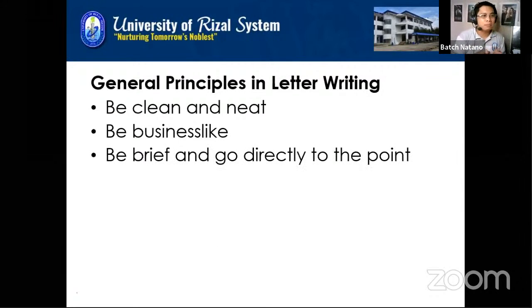Third, which is very important, be brief and go directly to the point. Okay, let's assume that you're applying for a job and then you have a very lengthy letter. Do you think that the person who will be recruiting you for that particular job will have enough time to read your two-page letter? Apparently they don't have much time considering that they do have a lot of work to do, they do have a lot of letters to read. So when you are writing a letter, go directly to the point. There should not be a lot of palabok or a lot of flowery words before you go on with the main point of your letter.